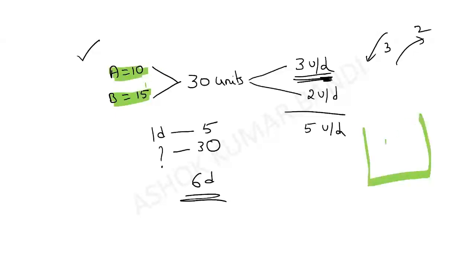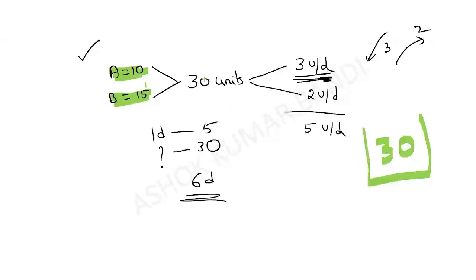Assume that I'm having a packet. In that packet, I'm having 30 chocolates. Now change the problem slightly like this. A can complete the entire packet in 10 days. B can complete the entire packet in 15 days. How long will they take to completely empty the packet together? That's the same as the previous one.